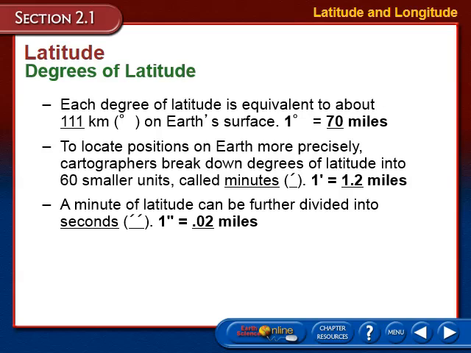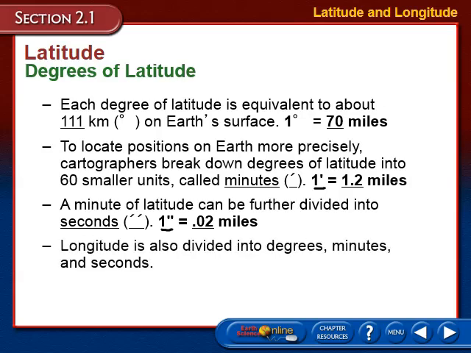A minute of latitude can be even further divided into what is known as seconds. You can see these little designations here, the apostrophes or the double apostrophes. A second is equal to about 0.02 miles. So it's not very far at all, but using these, we can pinpoint exactly where things are. Longitude is divided the exact same way, so it's not broken up any differently. You're going to use the same degrees, minutes, and seconds when you're measuring longitude as well.